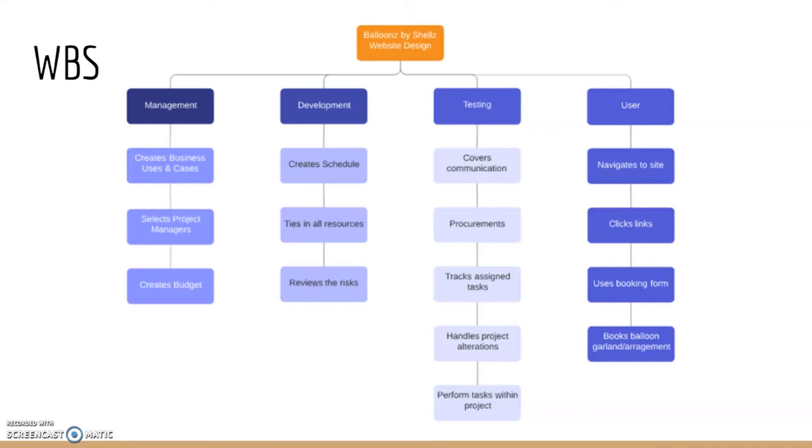And as far as the user, they navigate the sites, they click the links to see different photos, more information about booking, Shelly, and things like that. They use the booking form to fill out the information for potential bookings, and they book the balloon arrangements or garlands with that booking form. So the user is the end user. They basically use the website and use the automated processes to book their balloon garland or desktop arrangement. And this is how the WBS for Balloons by Shells website design works.